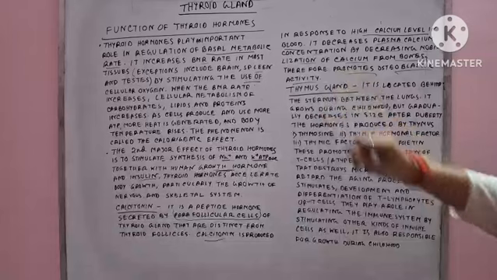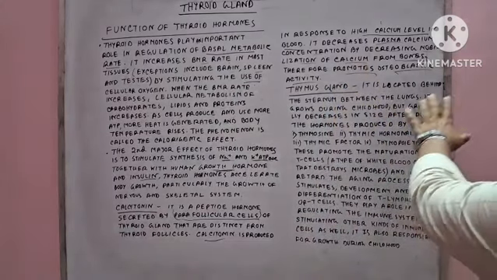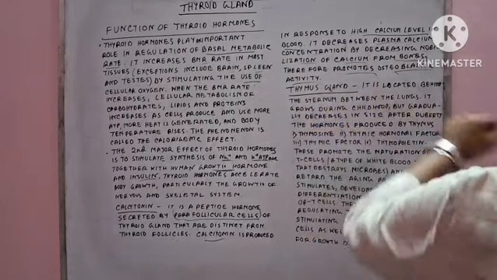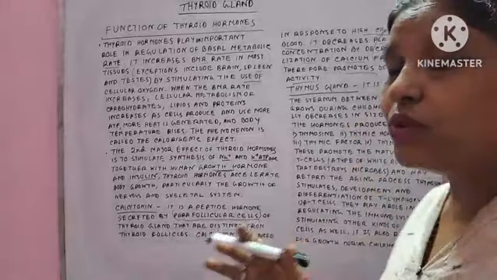Now where is this thymus gland situated? This thymus gland is situated just behind the sternum and between the lungs. Clear? Behind the sternum. Now which one is known?